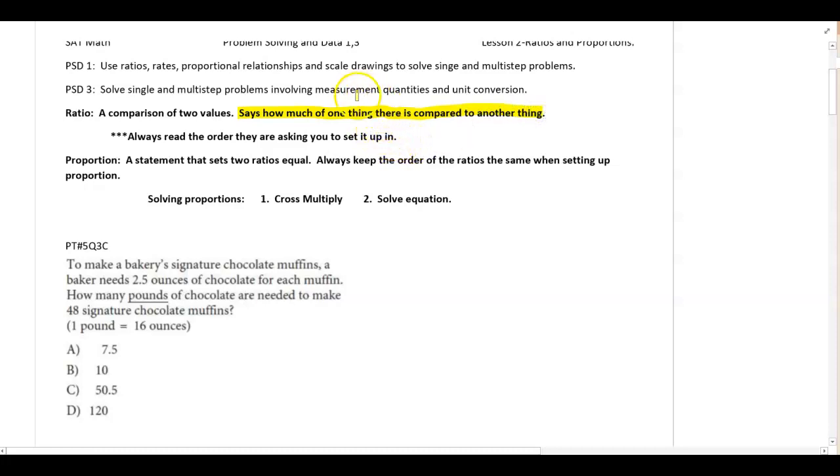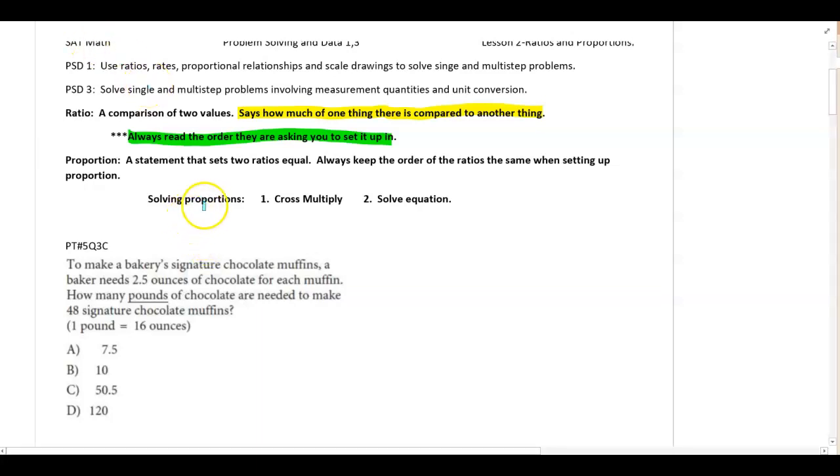So, basically, what is the ratio of boys to girls, right? There's so many boys to so many girls, and it's just comparing the difference in numbers. Now, next, when you're asked what is the ratio of blah, blah, blah, always read the order they are asking you to set the ratio up in. That is critical because the order does matter.